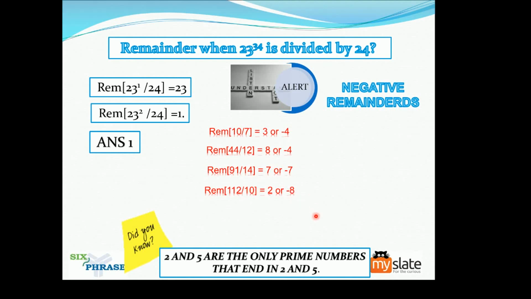The thing for you to note is that you can either say the remainder of 112 by 10 is 2 or minus 8. Both are correct. Okay. 91 by 14, what is the remainder? You can say 7 or minus 7. Both are correct. Okay. 44 by 12, the remainder is 8 or minus 4. And 10 by 7, the remainder is 3 or minus 4.